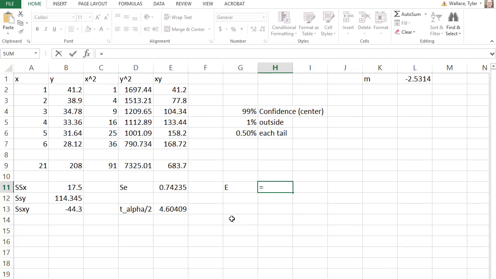For the error, it's going to be the t-value that we just calculated times the standard error divided by the square root of the SSX. Again, these formulas coming right off your formula sheet. You don't have to memorize them, but you do have to know how to use them.